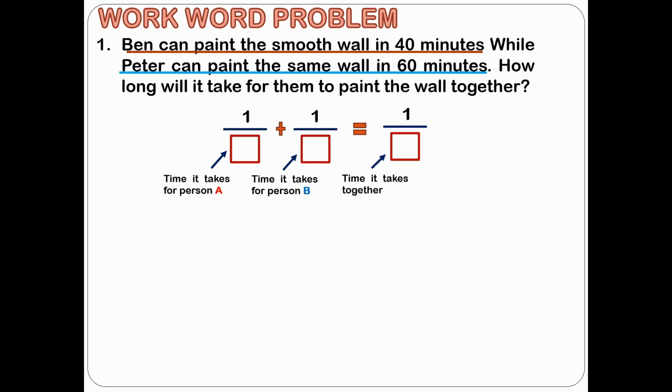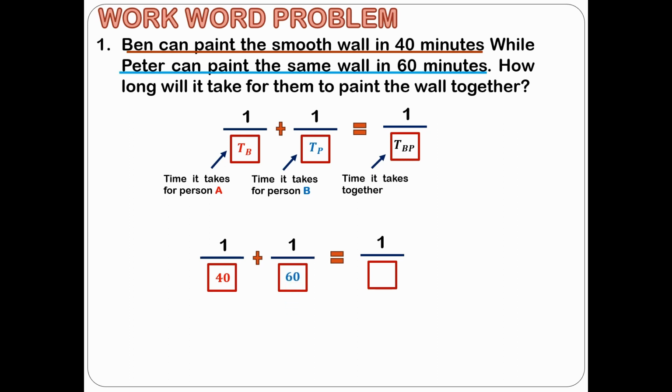Now let's fill up the box. Let's call the time for Ben to finish the job alone as TB, for Peter as TP, and we call the time to finish the job together as TBP. Now let's solve the problem. The time of Ben to finish the job alone is 40 minutes, and for Peter is 60 minutes. Now for the meantime, let's call TBP as variable x.